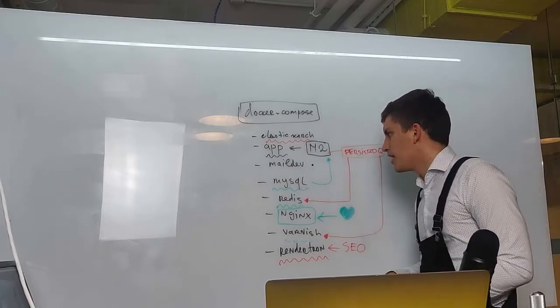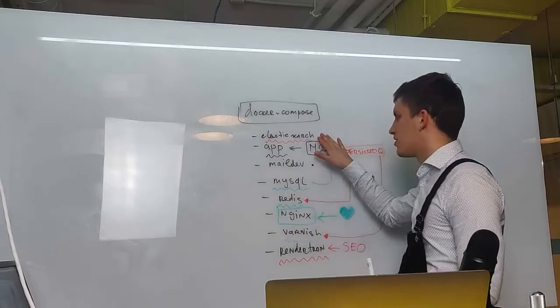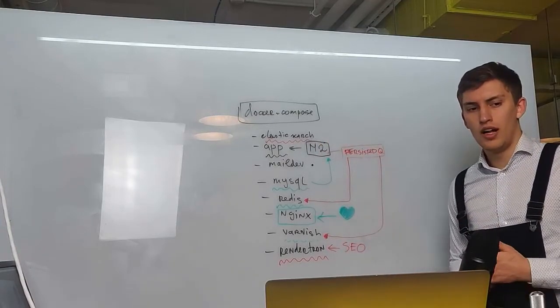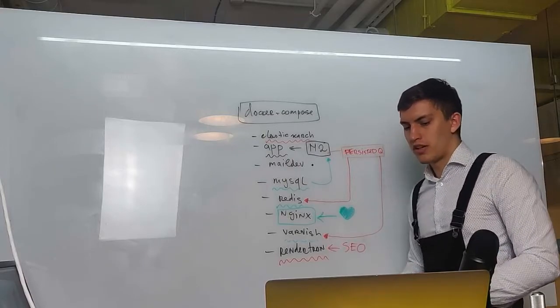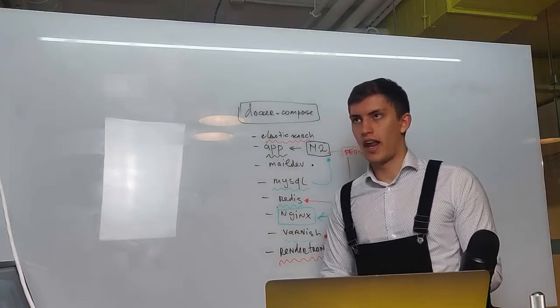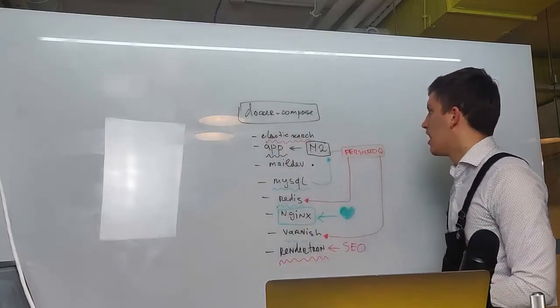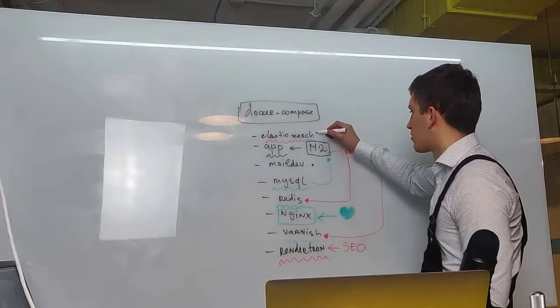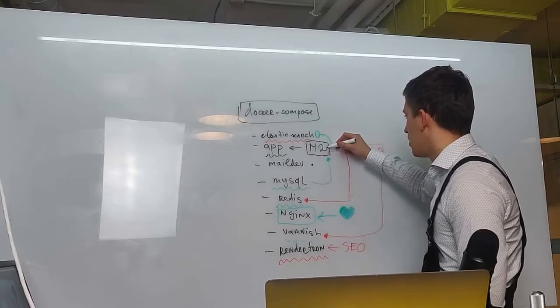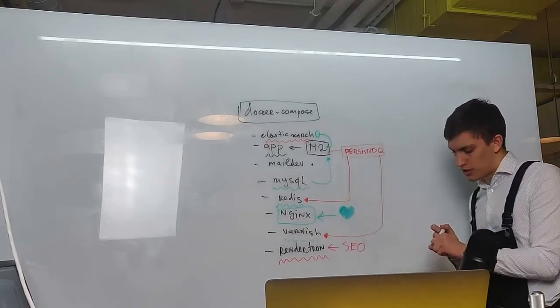Cool. And now the Elasticsearch. Elasticsearch is optional, but we recommend using it because Elasticsearch allows for quick search, much quicker than MySQL. And this is an optional requirement for Magento 2. So it's also a part of Magento.